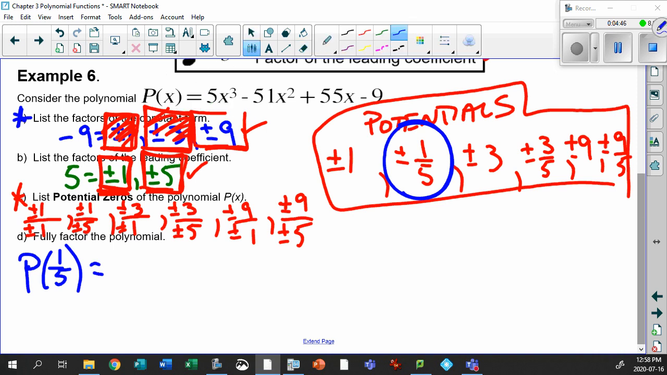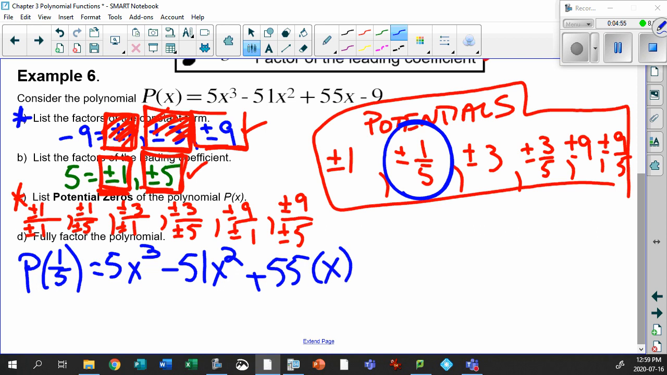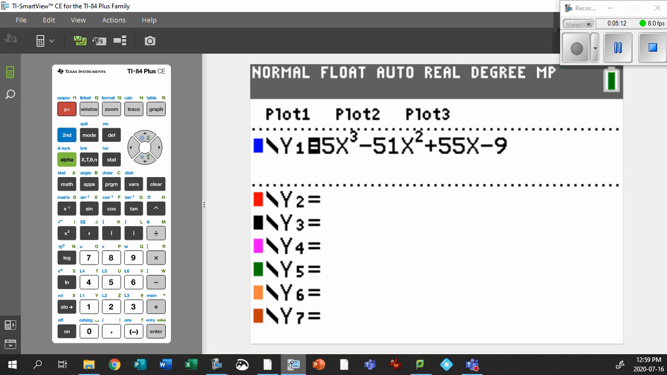Oh my goodness. 5x cubed minus 51x squared plus 55x minus 9. Well, you know what you can do? Let's just put this into our calculator. Just like we did before, I'm going to graph it. Okay, watch. Bring up my calculator. Boom. I already have my equation in there.